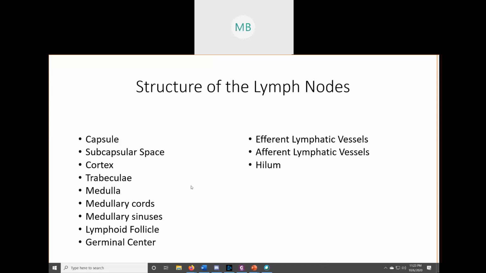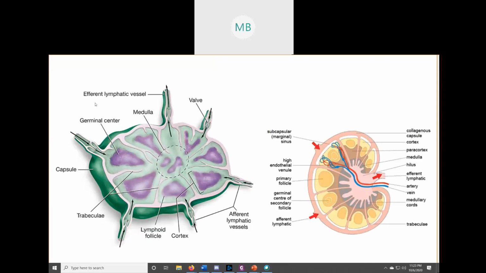And because of that, you guys already know some of the key stuff about your lymph nodes. So lymph nodes here, they have a capsule. They have this outer protective covering. That's awesome.